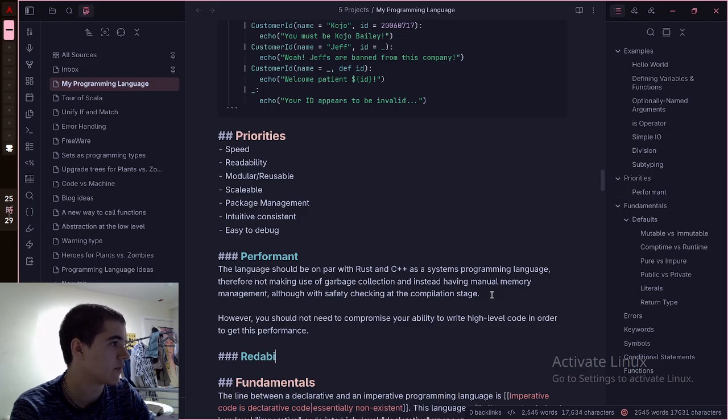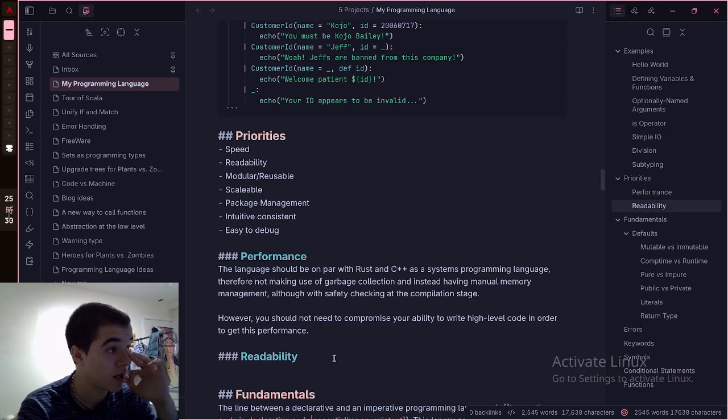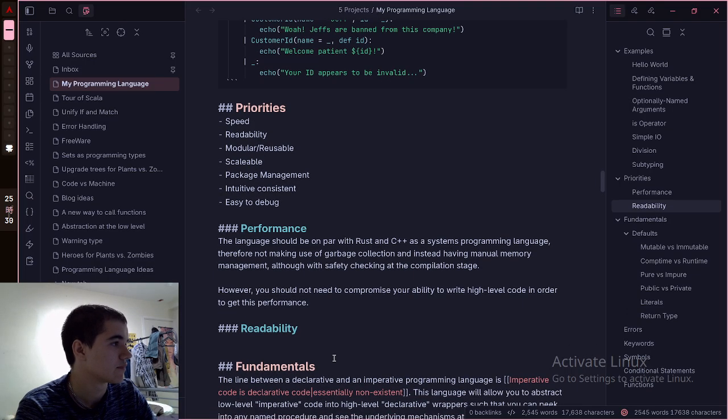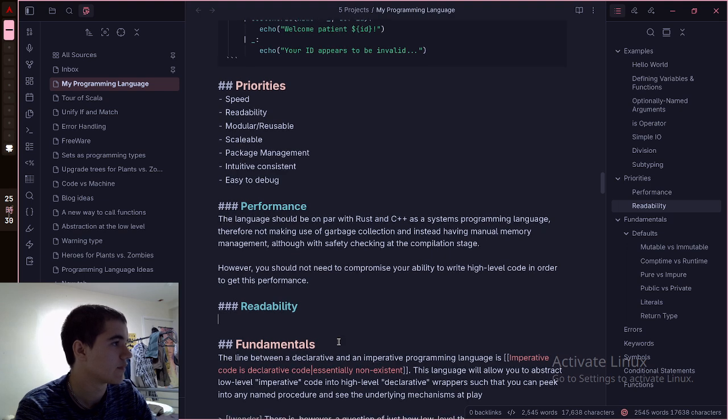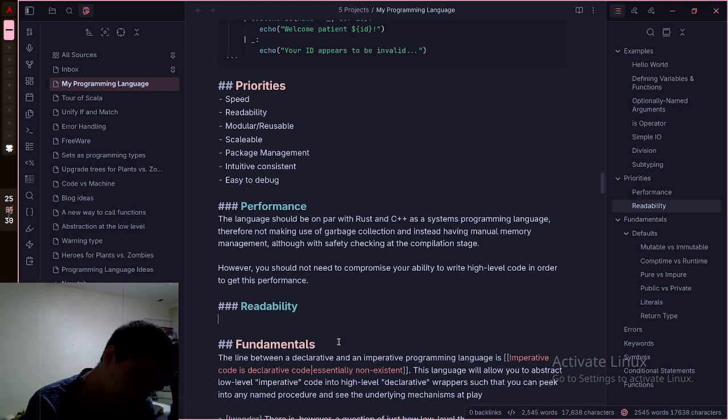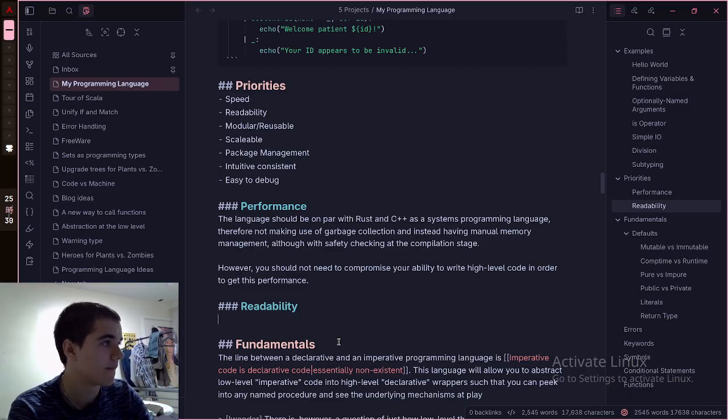Readability or readable. Okay, fine. Priorities are readability, performance. Yeah, readability. A simple syntax, a simple Python-like syntax should be used.